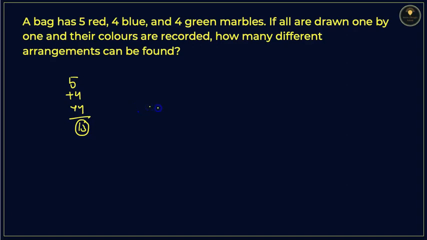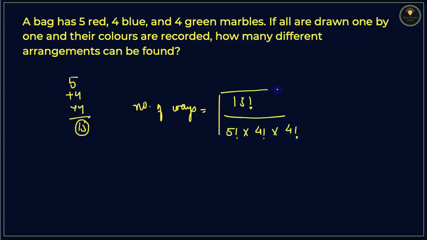If I want to find the number of arrangements, or we will write the number of ways, that can be written as 13 factorial. But the 5 red, 4 blue and 4 green balls are identical to each other. So we will divide it by 5 factorial, multiplied by 4 factorial, and then multiplied by 4 factorial. And that's the answer that you will get whenever you get such kinds of questions.